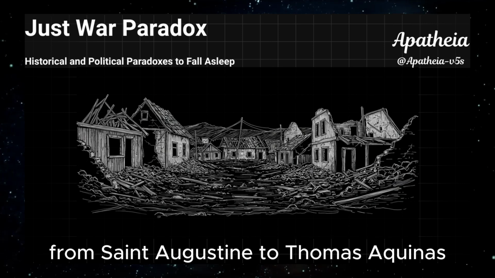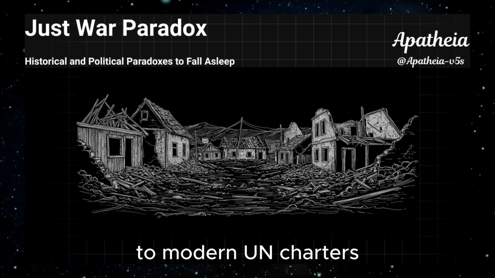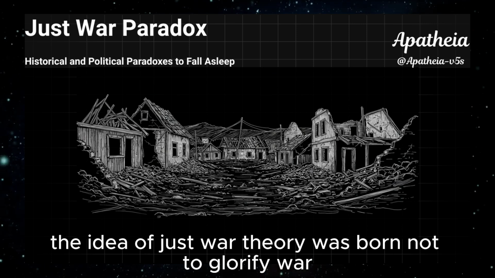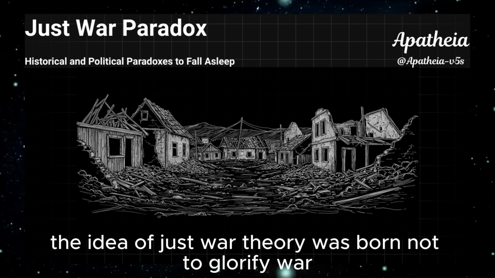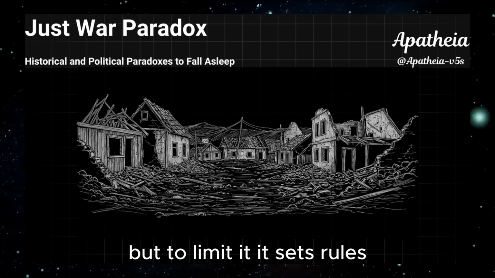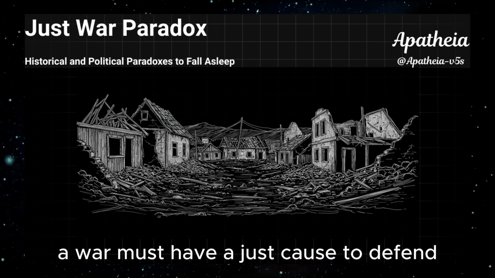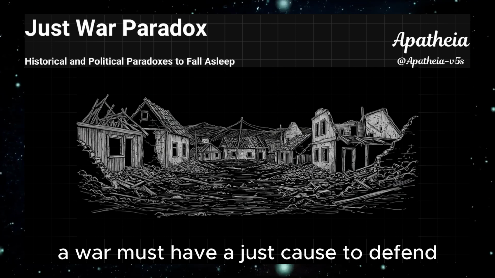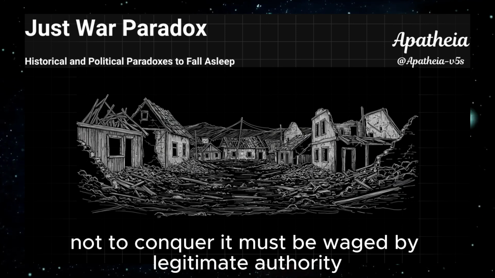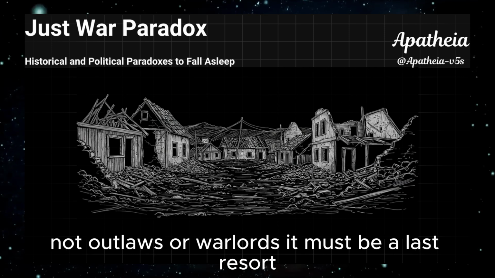From St. Augustine to Thomas Aquinas to modern UN charters, the idea of just war theory was born, not to glorify war, but to limit it. It sets rules, conditions, lines that must not be crossed. A war must have a just cause to defend, not to conquer. It must be waged by legitimate authority, not outlaws or warlords.